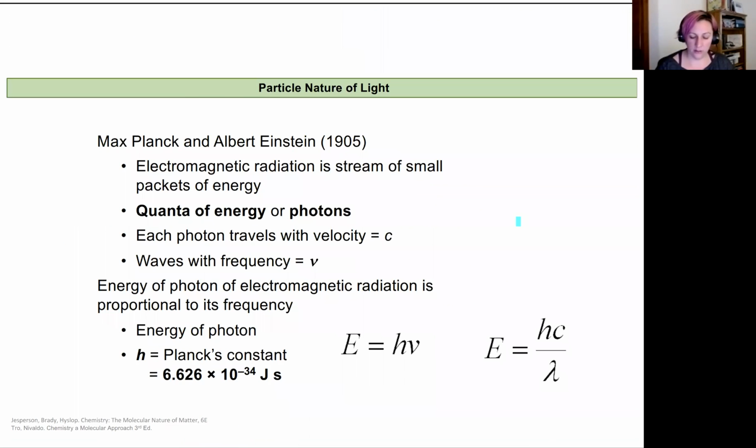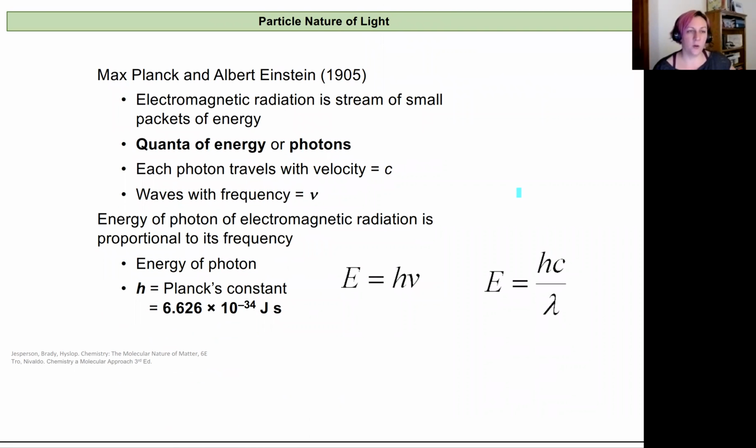And so, looking at this particle nature of light, this work comes from Max Planck and Albert Einstein at the turn of the 19th, 20th century. The idea emerges that electromagnetic radiation isn't just a wave of light, but rather a stream of small packets of energy that behave also like waves. And so we call these little packets of energy a quanta of energy or photons. I like photons the best, but I could say a quanta.